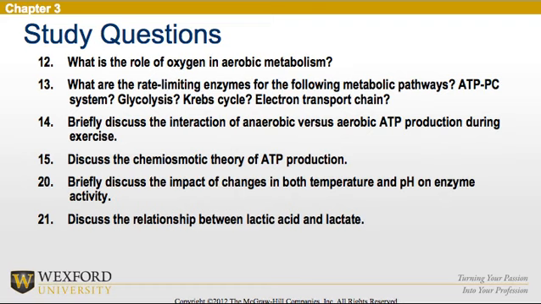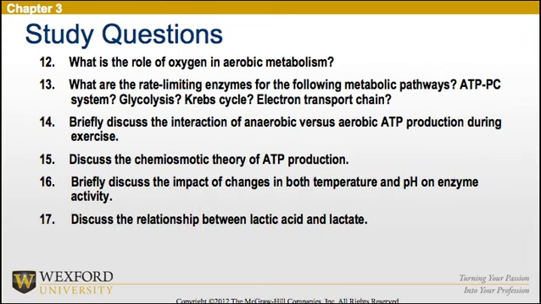Question 15. Discuss the chemiosmotic theory of ATP production. 16. Briefly discuss the impact of changes in both temperature and pH on enzyme activity. And 17. Discuss the relationship between lactic acid and lactate.